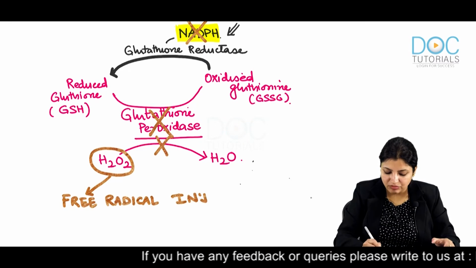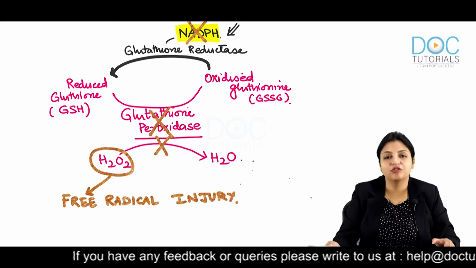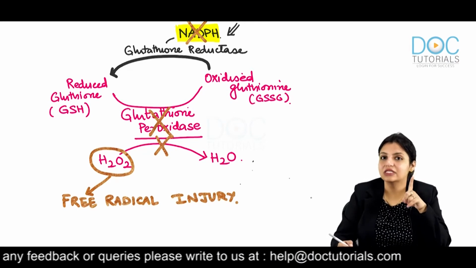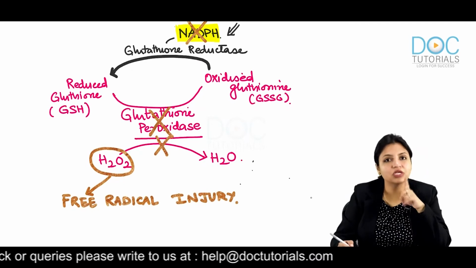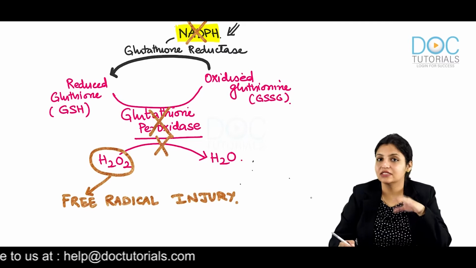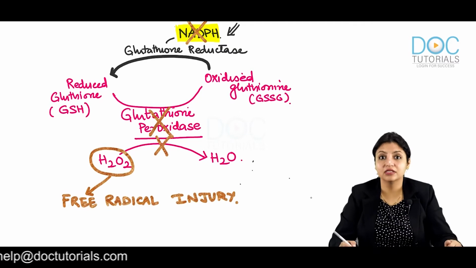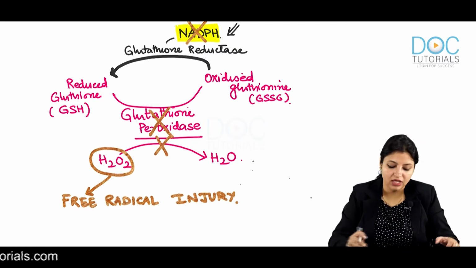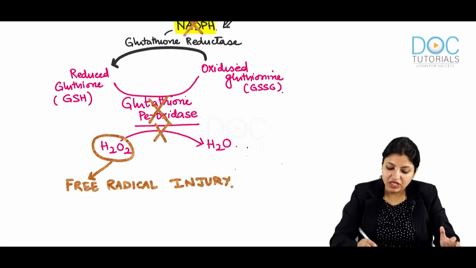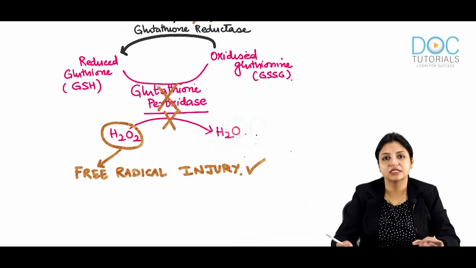Please, everybody should remember, the only way of removing free radicals in RBCs is this pathway. Red blood cells can remove their free radicals only through this pathway. If this pathway is defective, red cells are not able to remove their free radicals, and that is so crucial. You understood this? So if there is deficiency of G6PD, free radical injury increases in the red cells.